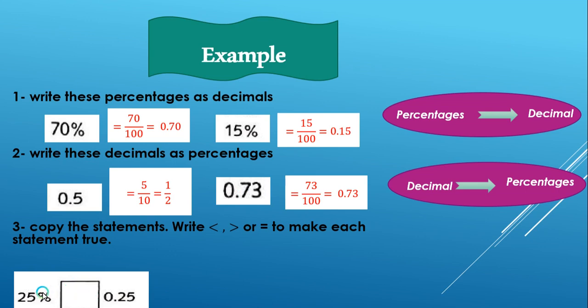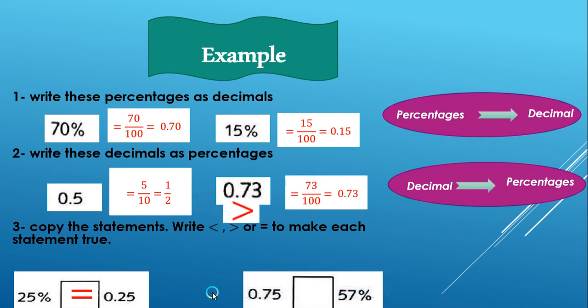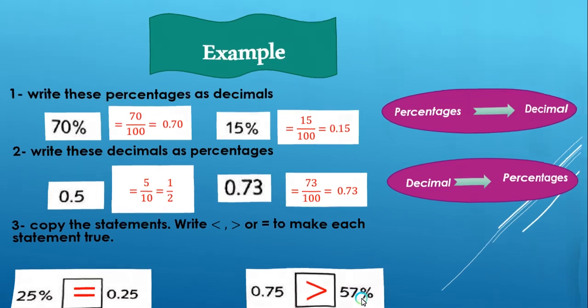Now I need to compare these two, 25% and 0.25. It's equal because 0.25, if I multiply by 100, will be 25. And here, 0.75 is greater than 57%, because if I change this decimal to a percentage, I will get 75%. 75% is greater than 57%.